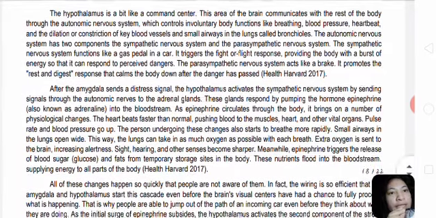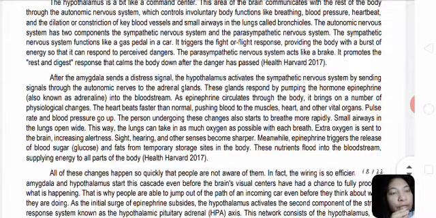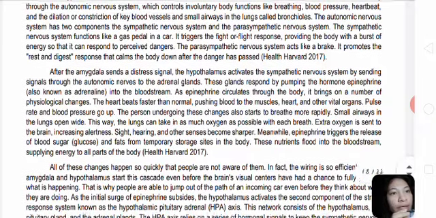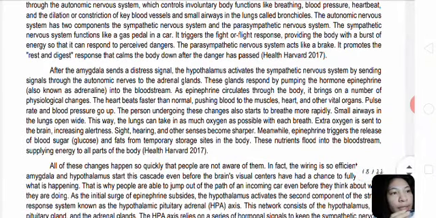After the amygdala sends a distress signal, the hypothalamus activates the sympathetic nervous system by sending signals through the autonomic nerves to the adrenal glands. These glands respond by pumping the hormone epinephrine, also known as adrenaline, into the bloodstream. As epinephrine circulates through the body, it brings on a number of physiological changes.